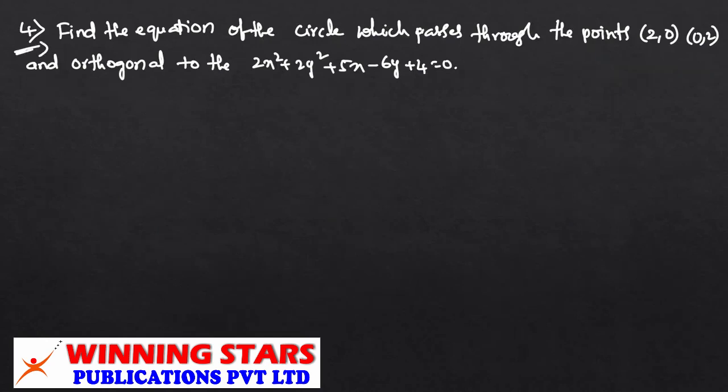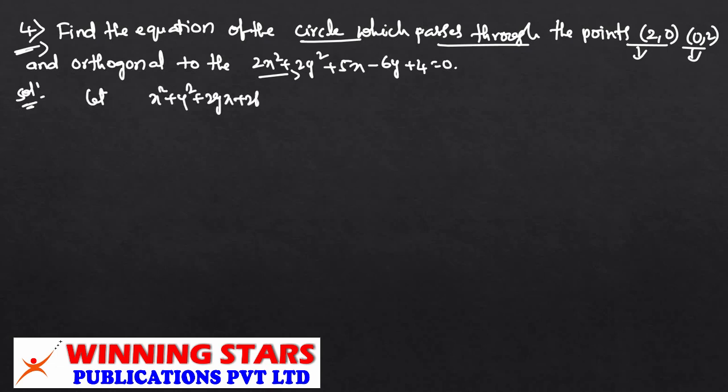Now the fourth question is: find the equation of the circle which passes through the points (2, 0), (-2, 0) and (0, 2), and is orthogonal to the given equation. So this is (2, 0), it is (0, 2) here. Solution: let the equation be x square plus y square plus 2gx plus 2fy plus c is equal to 0.